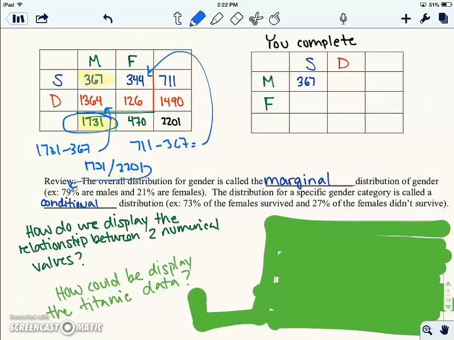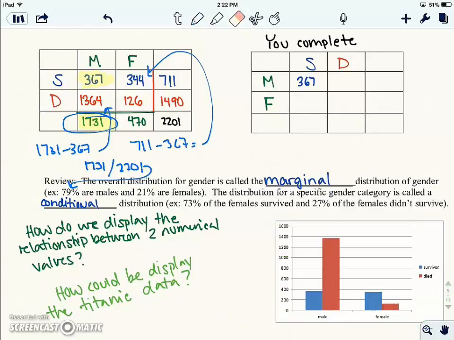The distribution for a specific gender category is called a conditional distribution, and that would be then that 73% of the females survived and 27% of the females didn't survive. So we're combining them and getting a conditional. We'll talk about that with some examples.